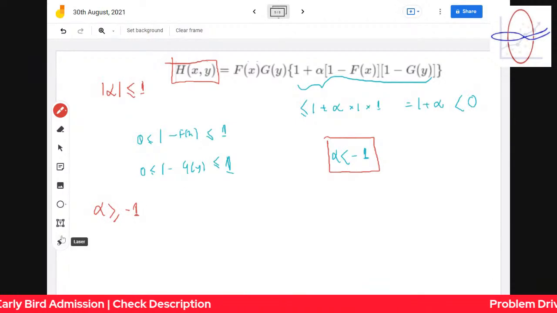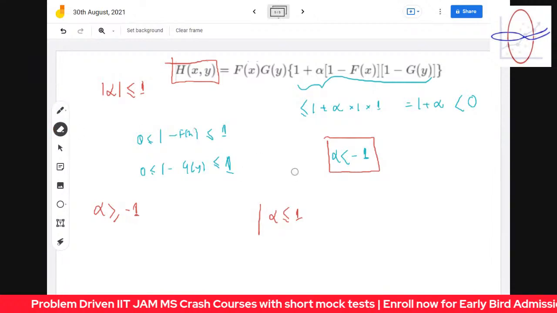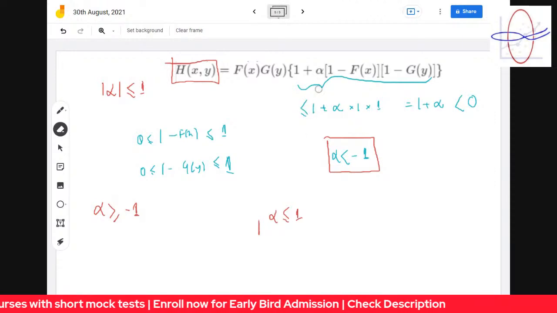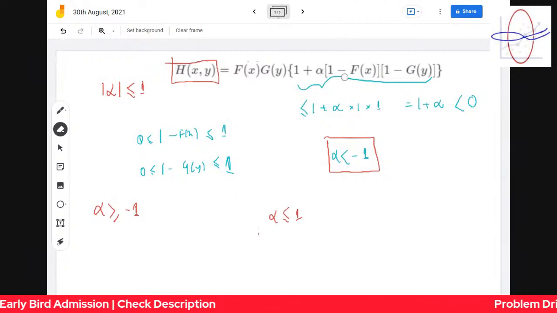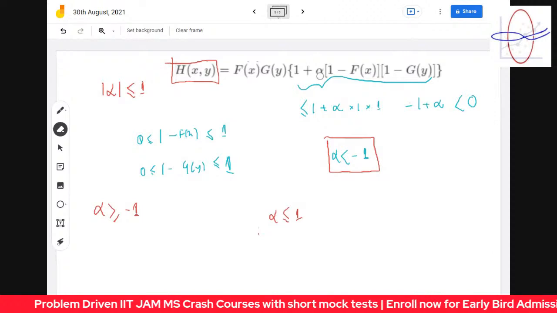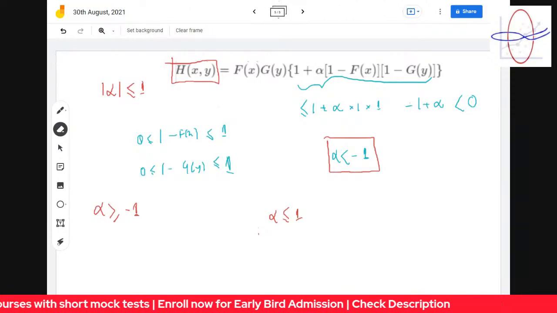So what about the upper bound? The upper bound needs a much better understanding. We have done the lower bound; we will now show that alpha must be less than or equal to 1. And why is that true? An intuitive understanding can be the following: if you make alpha very large, if alpha doesn't have an upper bound, this quantity will exceed beyond 1. If alpha is very large, this total quantity will exceed beyond 1. But h of x comma y is a CDF, so it must be between 0 and 1.